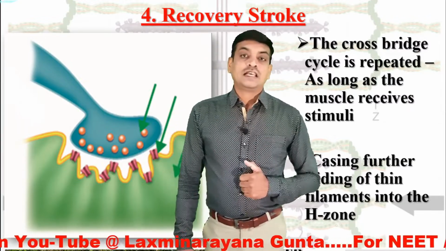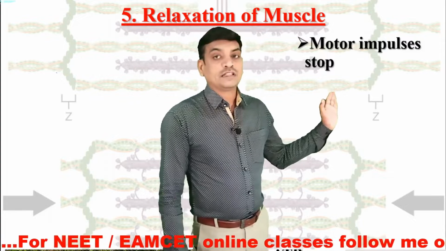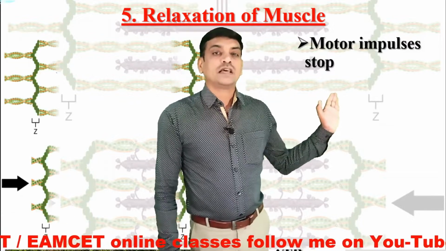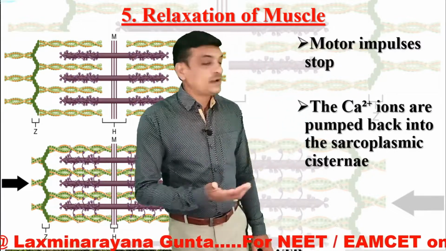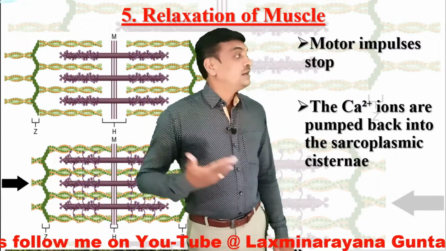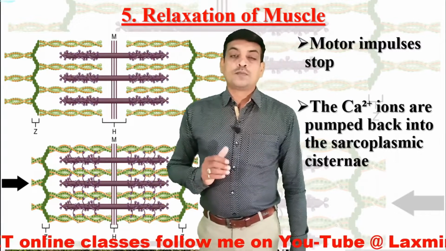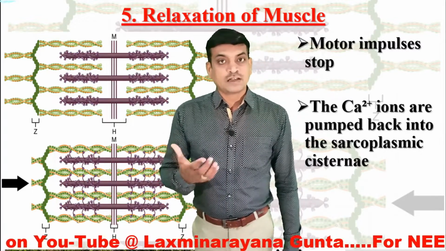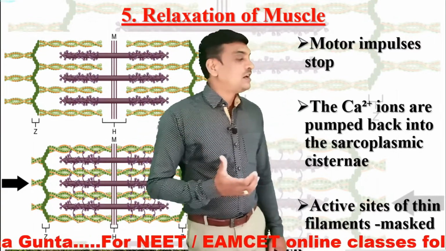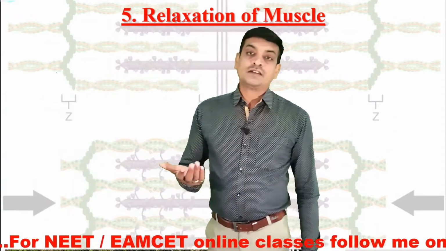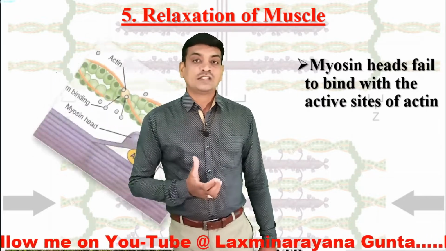And the last one is relaxation of the muscle. This happens because the motor impulses are stopped. As the motor impulses are stopped, what happens? First of all, the calcium ions released into the sarcoplasm are pumped back into the sarcoplasmic cisternae, that is, the smooth endoplasmic reticulum of the muscle fiber. As a result, the active sites on the thin filaments are again masked. Thereby the myosin heads fail to bind with the active sites of the actin.